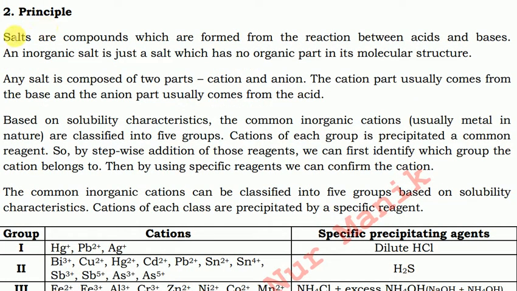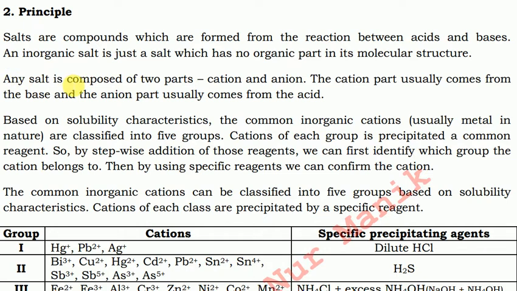The principle states that salts are compounds which are formed from the reaction between acids and bases. For example, sodium chloride is a salt which can be formed from the reaction between hydrochloric acid and sodium hydroxide. Hydrochloric acid is an acid and sodium hydroxide is a base. And what is an inorganic salt? An inorganic salt is just a salt which has no organic part in its molecular structure, just like sodium chloride, which does not contain any organic part in its molecular structure.